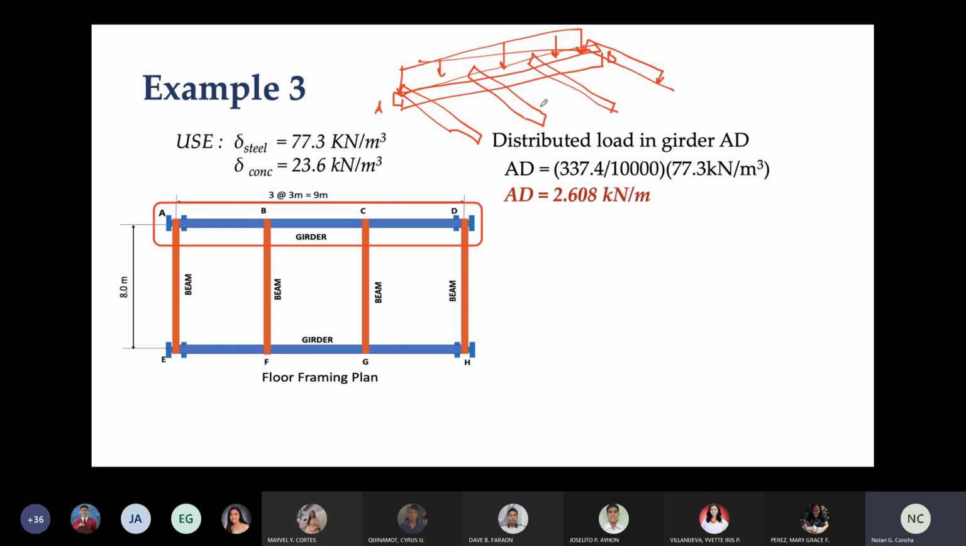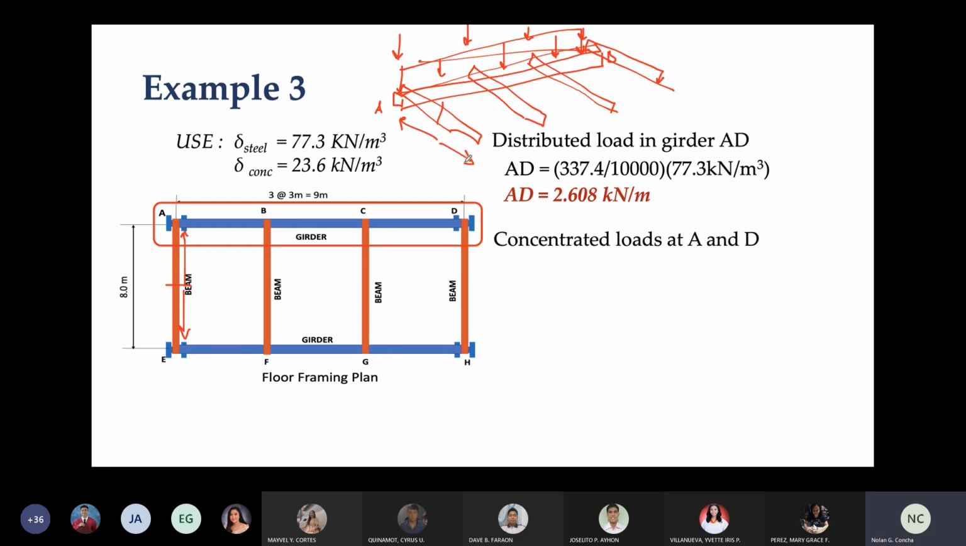Now, the beams transfer concentrated forces onto it. So, there are 4 concentrated forces, and each is the resultant of these distributed forces. Of course, half goes to this side, and the other half goes to the other girder.